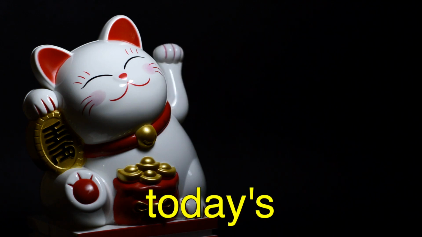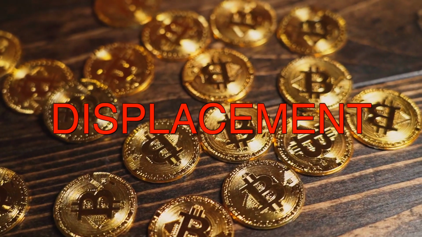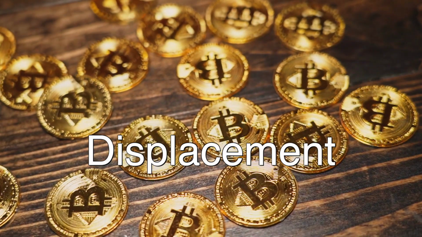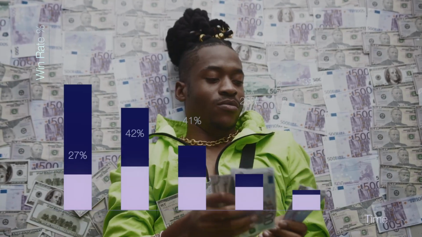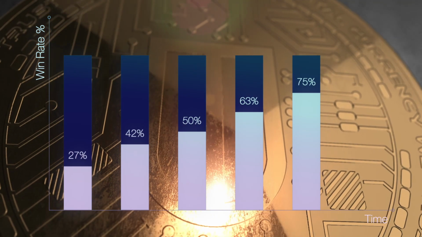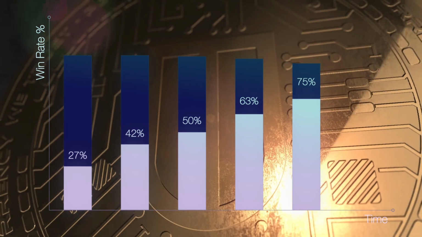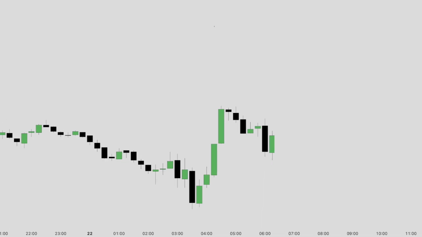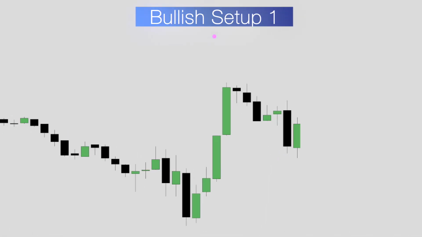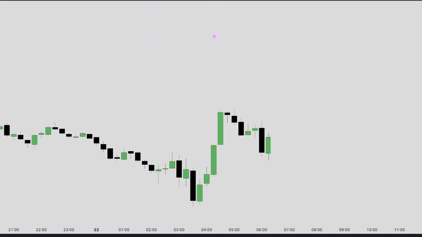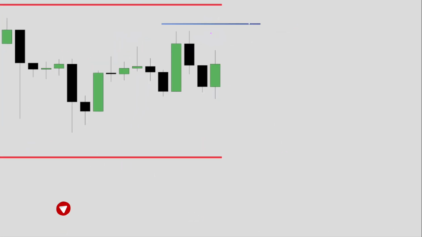Hi traders, in today's video I'm going to talk about displacement and how to find high probability displacement. The reason why you want to find the right displacement is because it will significantly increase your win rate and avoid unnecessary losses. By looking at both of these chart setups, can you identify which one is high probability and which one is low probability?